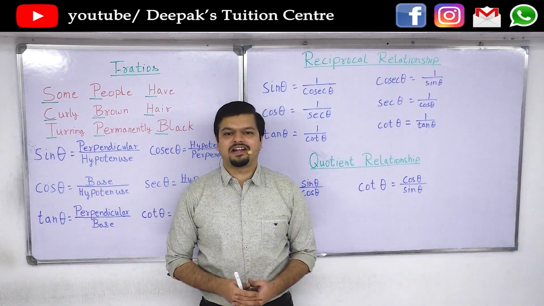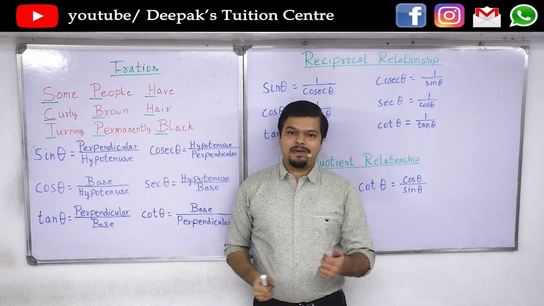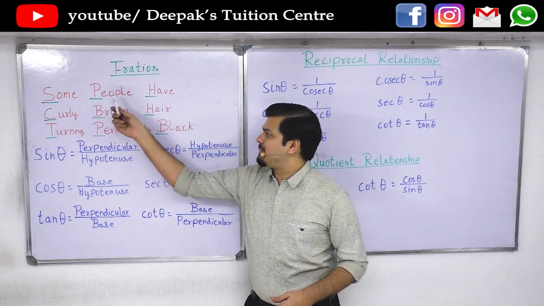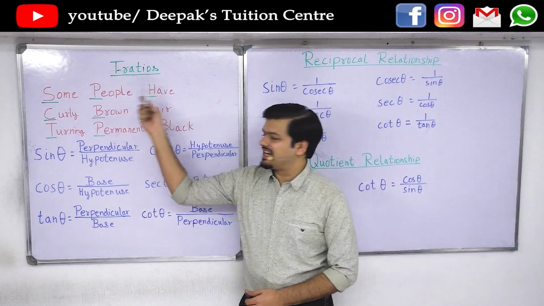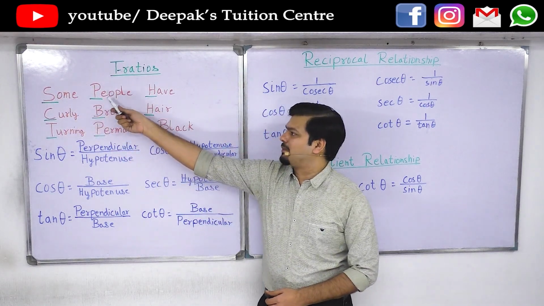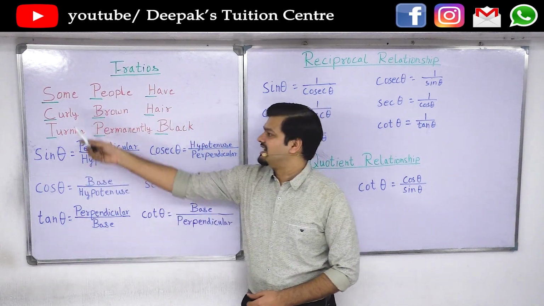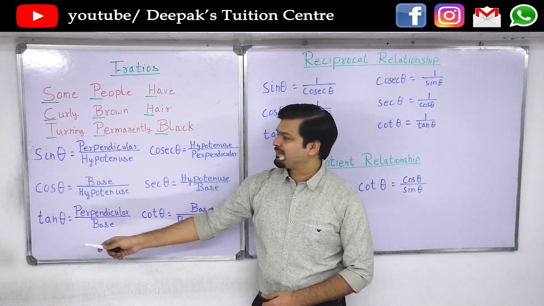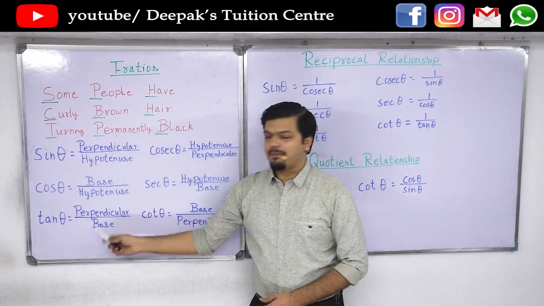In the list of trigonometrical formulas, the first formulas are T ratios. To remember the formulas of T ratio, we remember a poem, that is, some people have curly brown hair turning permanently black, where the first letter symbolizes something. What are the symbols? Sine theta equals perpendicular by hypotenuse. Cos theta equals base by hypotenuse, curly brown hair. Tan theta equals perpendicular by base, turning permanently black.